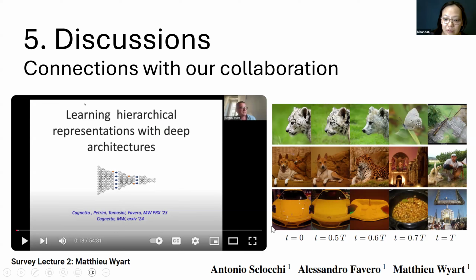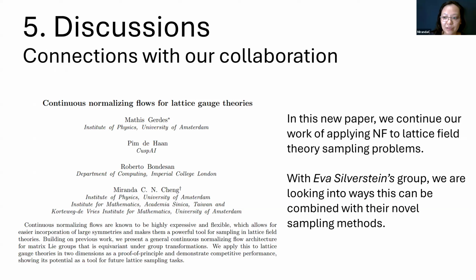So I think that's a fun question. And then, okay, so that's it. I also mentioned that we put out another paper in another direction, which is what we've been working on: applying normalizing flows to lattice gauge theories. We've also been talking with Eva's group, like Bruno here, and looking into ways that the work we've been doing can be combined with their novel sampling methods in the context of lattice gauge theory. So, okay, with this, I'll finish my talk.